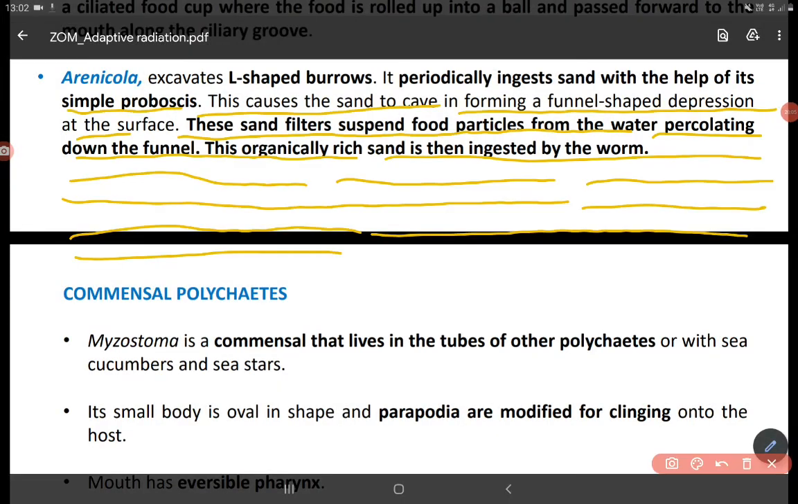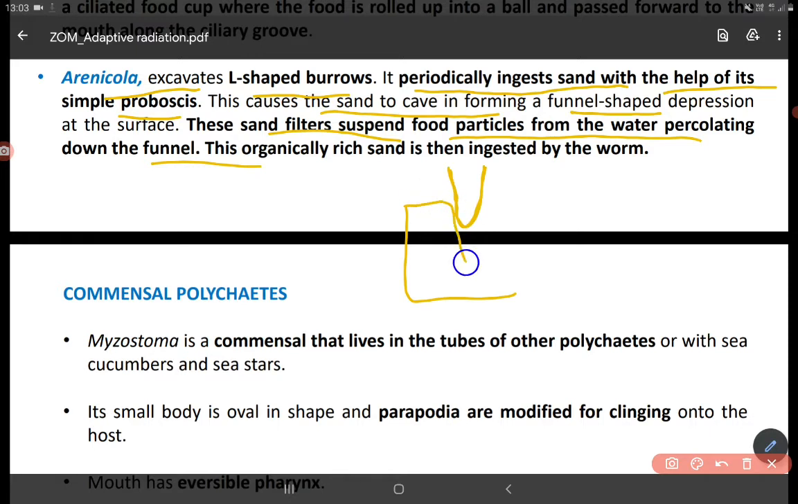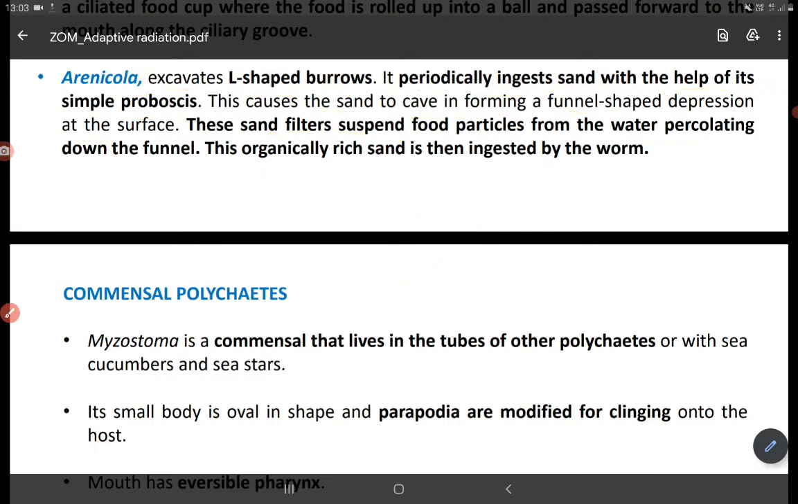So the second is of course Arenicola, which excavates L-shaped burrows. It periodically ingests sand with the help of its simple proboscis. Sand caves in and forms a funnel-shaped depression. The sand filters suspended food particles from the water percolating down the funnel. So they ingest sand, and after ingesting sand, something like this funnel shape is formed, right? With percolating water, food particles percolate into their L-shaped burrows, and food comes into it. That is what happens in Arenicola.